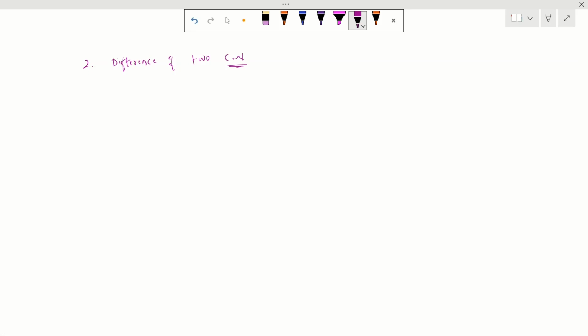Okay, so this difference means subtraction. When we have two complex numbers, z1 minus z2, we have to write it in the form z1 plus (minus z2), with the minus z2 in brackets, because we need to express the result in the form a plus ib.